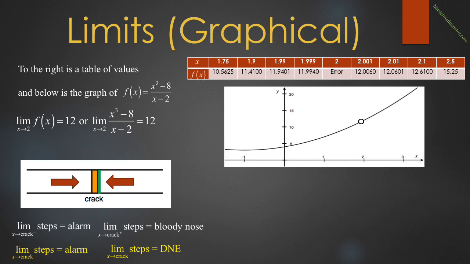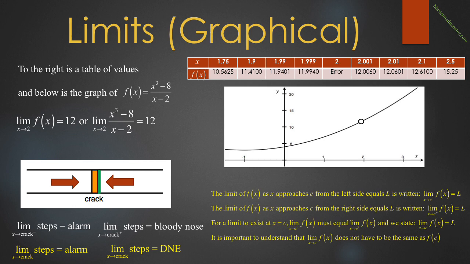So if we approach the crack from the left-hand side, the limit is the alarm going off. But if we approach it from the right-hand side, the limit is getting a bloody nose. So direction now matters. So we would state that the limit of our steps as x approaches the crack does not exist because the left-hand limit does not equal the right-hand limit.